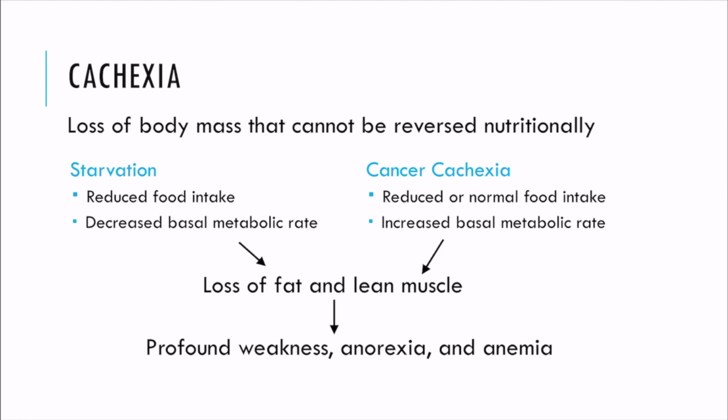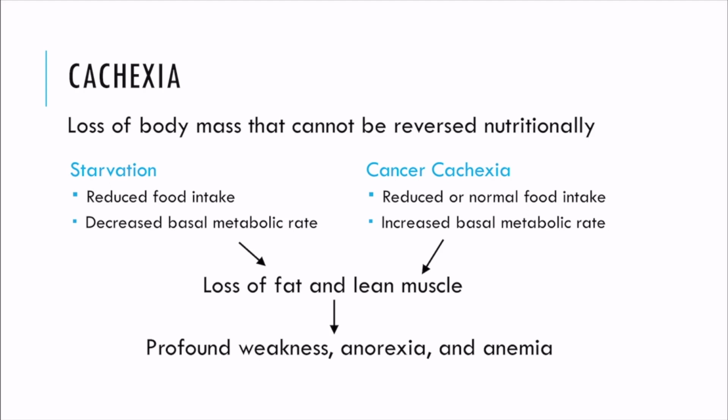And if you're losing muscle, because skeletal muscle has become a source of nutrition for cells in your body, it can lead to profound weakness. This can lead to the loss of appetite, anorexia, and it can lead to anemia because of the failure to have enough nutrients to make blood cells.